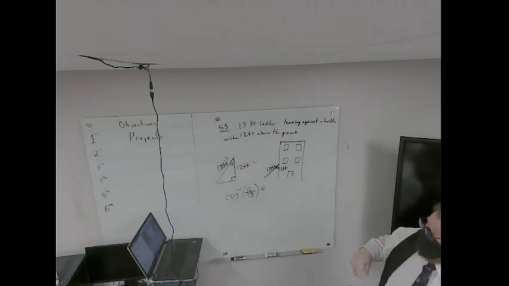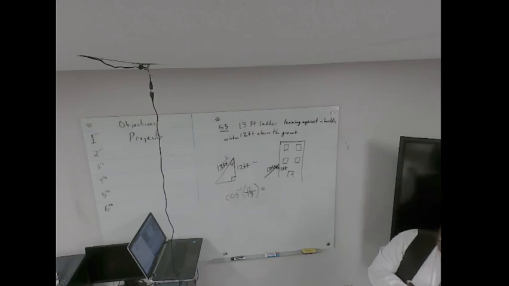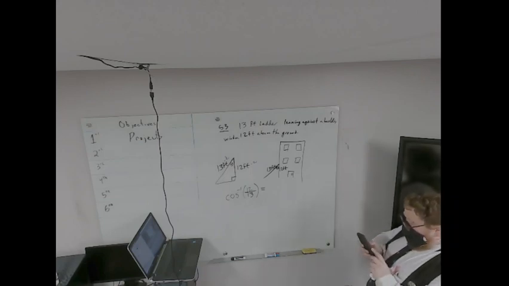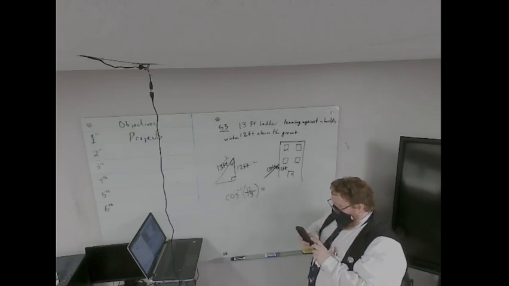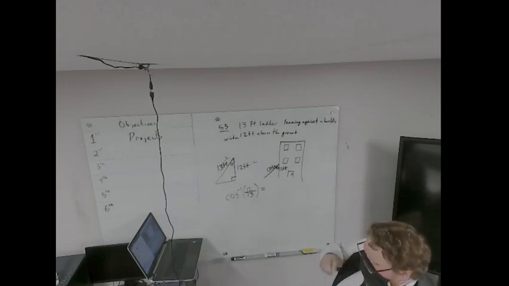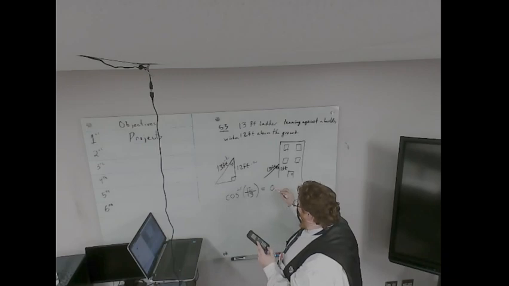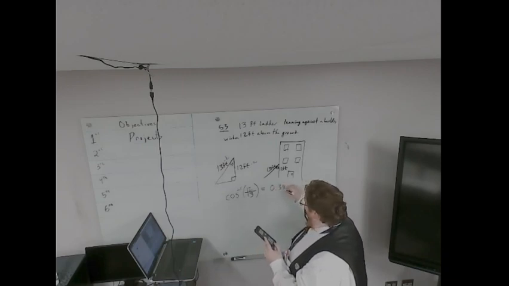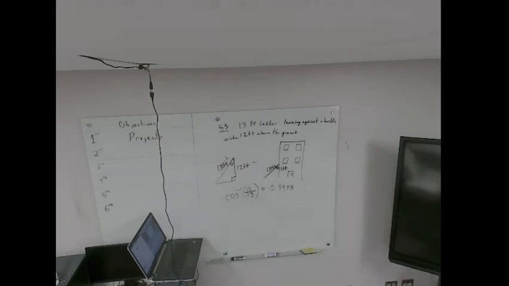I cannot do that without a calculator, so I'll pull mine out. Double check it's in radians. It is. Lucky me. Cosine inverse, 12 over 13. I got a radian answer of 0.3948. The problem doesn't specify how many decimals, so I go to 4.